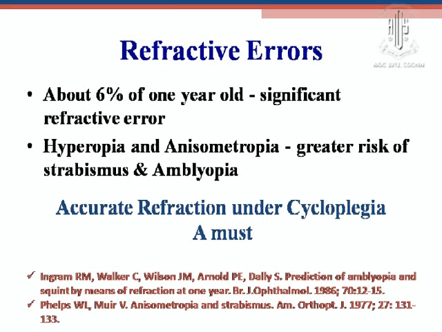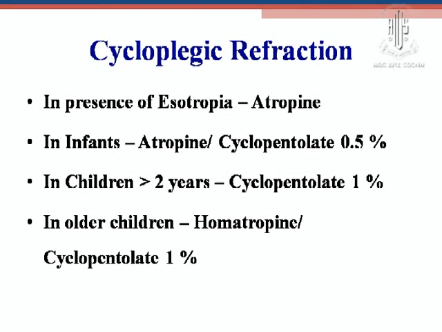About 6% of children less than 1 year of age present with significant refractive disorder. Therefore, the most common, hyperopia and anisometropia, are at greater risk of developing strabismus and amblyopia. Therefore, accurate refraction under cycloplegia is a must. In presence of esotropia, atropine refraction should be done. In infants who don't present with squint but have come for a general examination, we can use either atropine or cyclopentolate at a lower dose to prevent toxicity. In children over 2 years of age, we can use cyclopentolate 1% or homatropine.